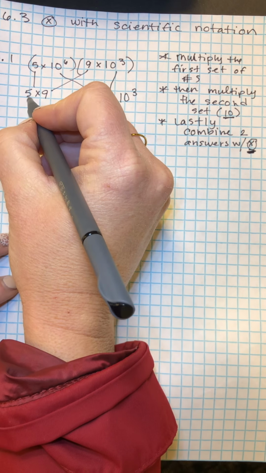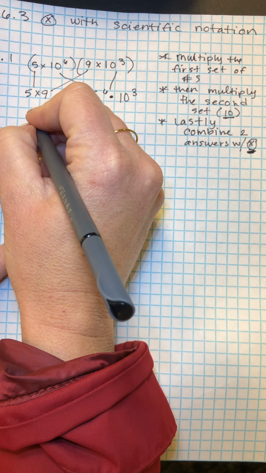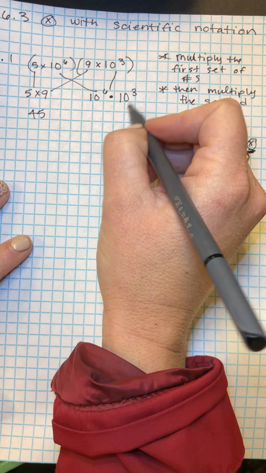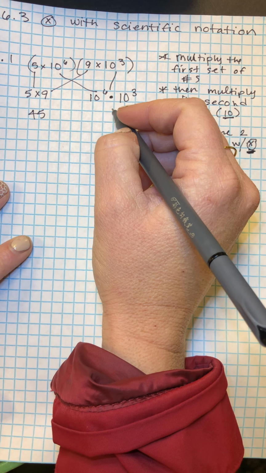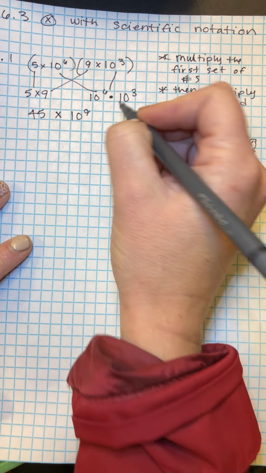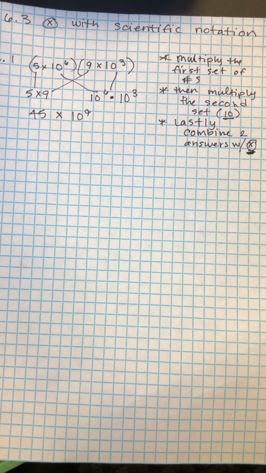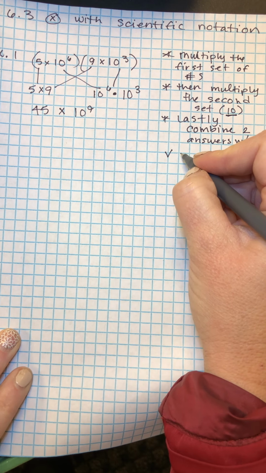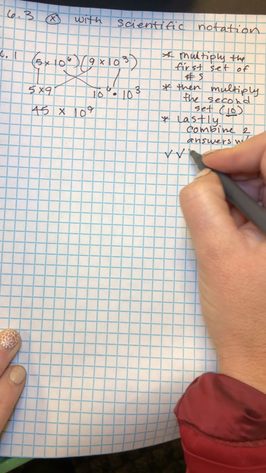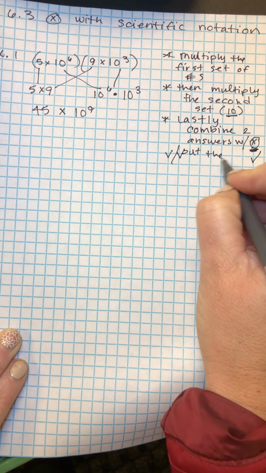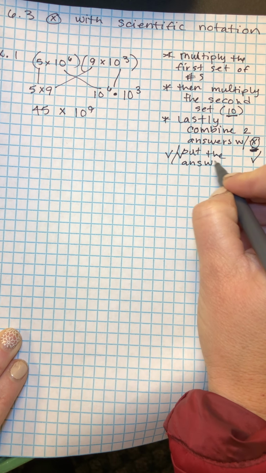So 5 times 9 is 45. And 10 to the 6 times 10 to the 3rd is what? So we have times 10 to the 9th. This would be our final answer. However, the very last step is to check or put, in our case we have to put, the answer back in scientific notation.